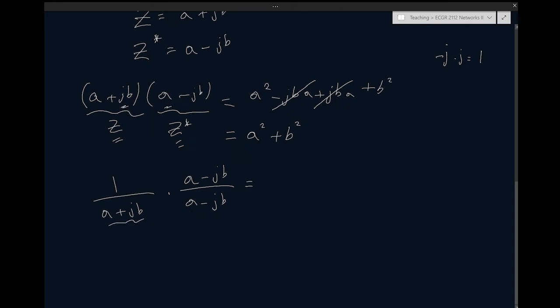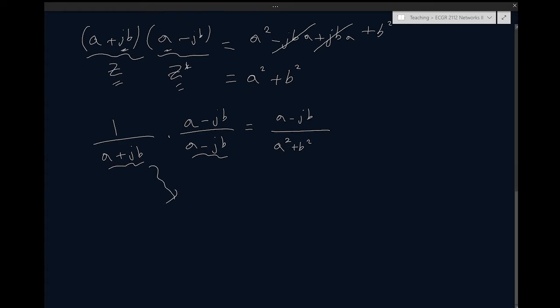This multiplied by its conjugate, we know, is equal to just a squared plus b squared, and then the top is a minus jb. So instantly I know how to invert a complex number. The inverse of that complex number is just a over a squared plus b squared minus jb over a squared plus b squared. And instantly I know how to divide two complex numbers.